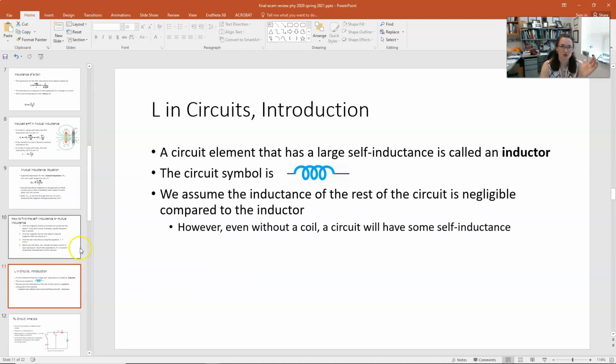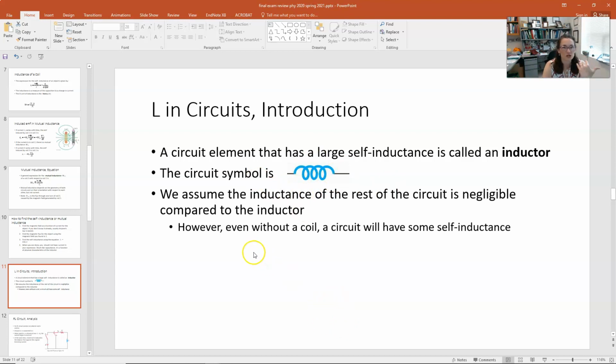Okay, so we've defined inductance L, and you might know, of course, that we purposefully put inductors in circuits for various applications. And so if you do have an inductor in your circuit, we symbolize it with an L, and we call it an inductor. And the circuit symbol is that curly line, not the jagged line, that's a resistor, but the curly line as shown here.